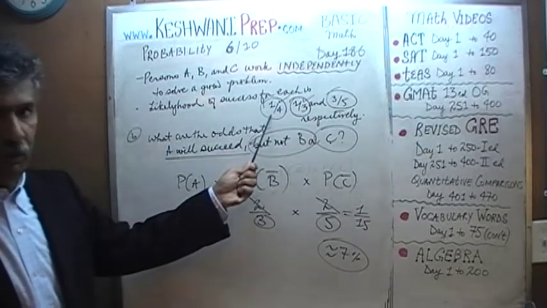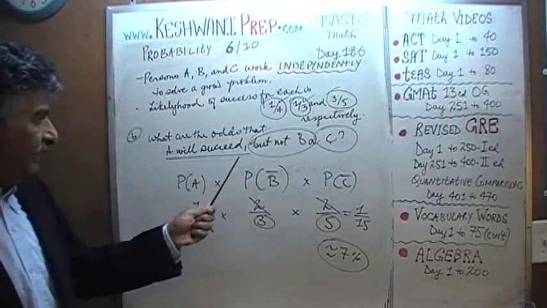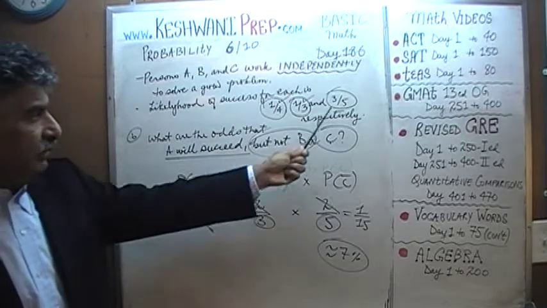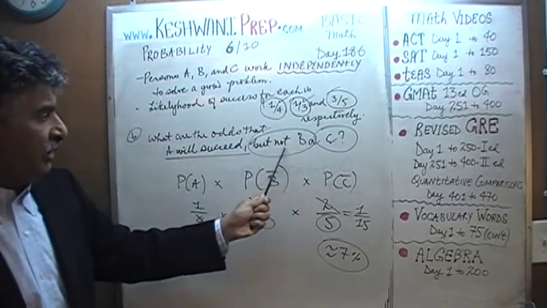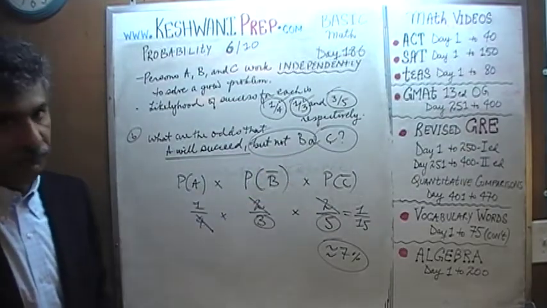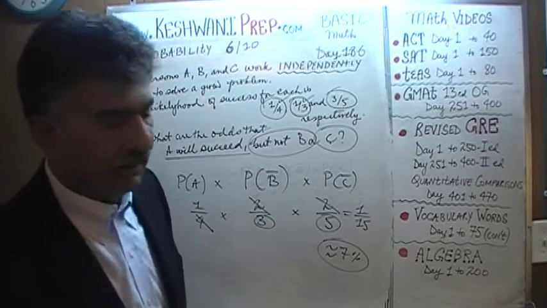Given these facts, there is only a 7% chance, highly unlikely, that the person you assigned the lowest probability will in fact succeed, but the other 2 people that you feel have more experience and more knowledge will end up failing. Not very likely, not bloody likely.